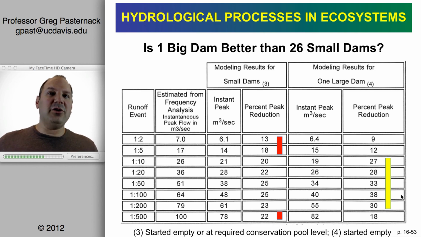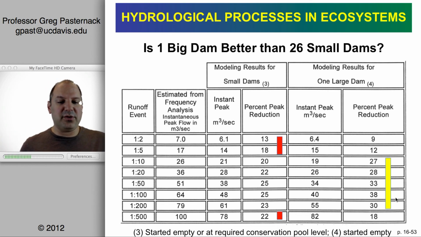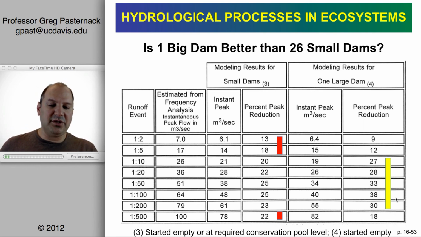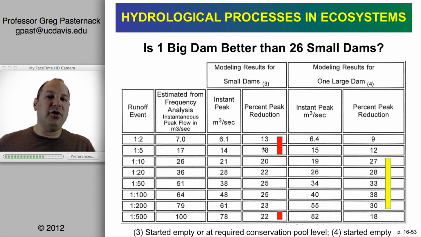Is one dam better than 26 small dams? Well, when we do the head-to-head comparison, the percent reduction of small dams versus the percent reduction for one large dam, where I've highlighted these red bars, that's where the small dams have performed the best. And then the yellow bar is the range of return interval events for which the large dam performed best. So the large dam performed about 30% to 40% better if you compare the numbers to the small dams. But there were a few cases where it was the other way. So with a 5-year event, the small dams performed better.